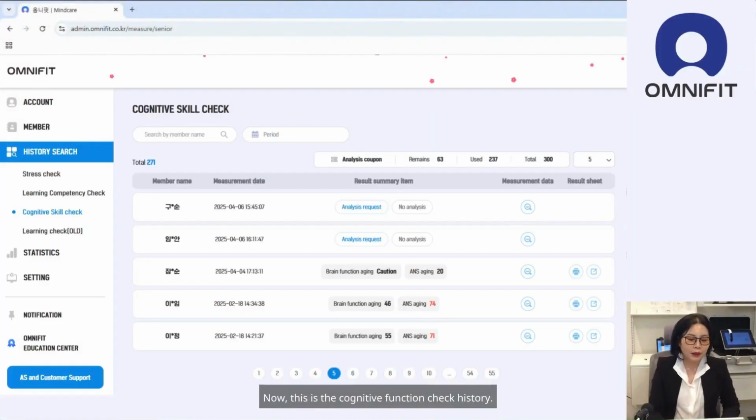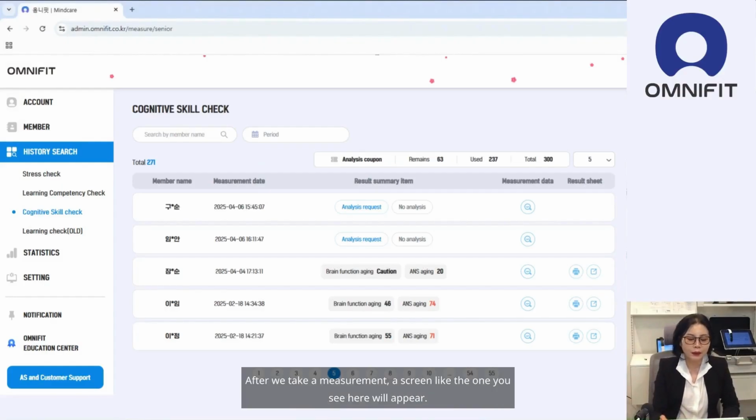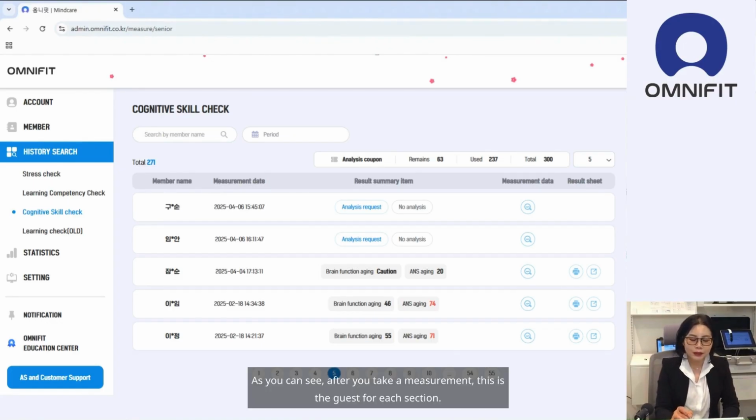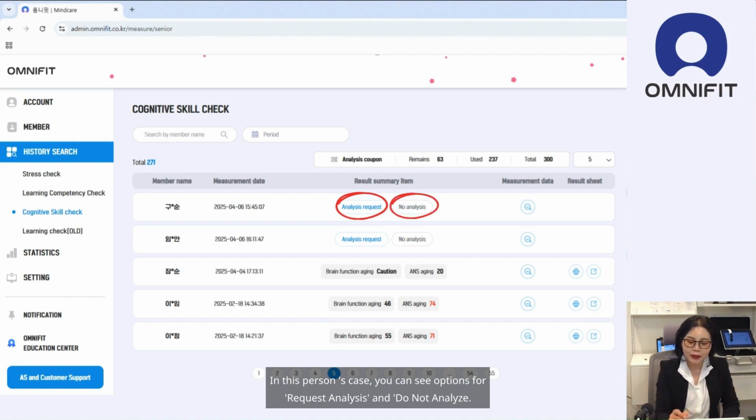Now, this is the cognitive function check history. After we take a measurement, a screen like the one you see here will appear. At that point, it's best to first decide whether you want to request an analysis from the analysis center for the measurement data of that particular subject. As you can see, after you take a measurement, this is the guest for each section. In this person's case, you can see options for Request Analysis and Do Not Analyze.